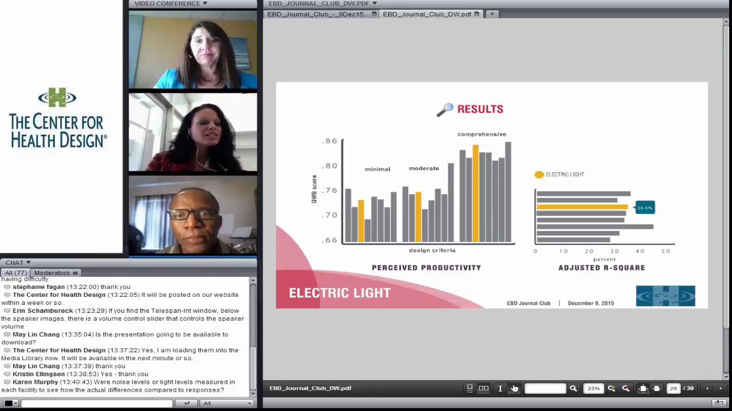Yes, and I just saw a question come up, which was, were the noise levels or light levels measured in each facility to see how the actual differences compare to the response? The answer to that is no. But that would be a fantastic thing to be able to do in regards to these measures that we have seen.